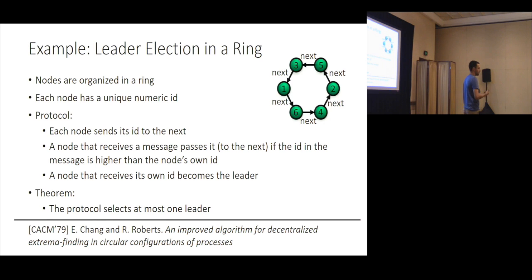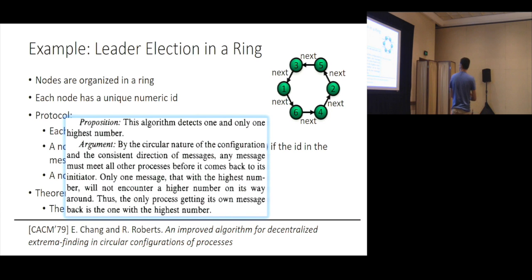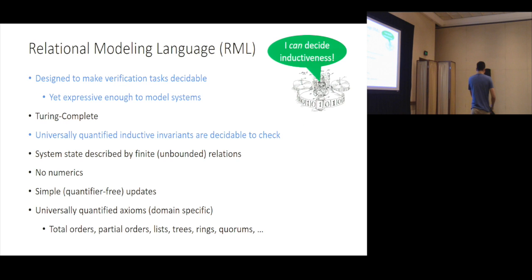And when a node gets a message, it compares the ID and concludes that it has the highest ID in the ring and becomes the leader. The node with the highest ID is the only one. This is how we can do it with Ivy, in checking universal inductive invariance and between trying to get verification tasks to be decided.